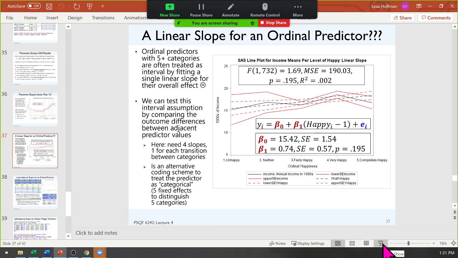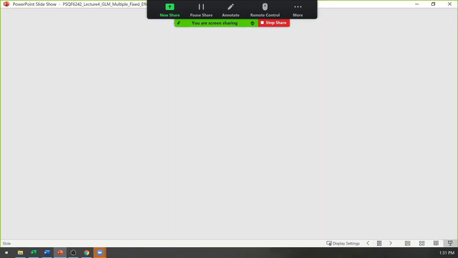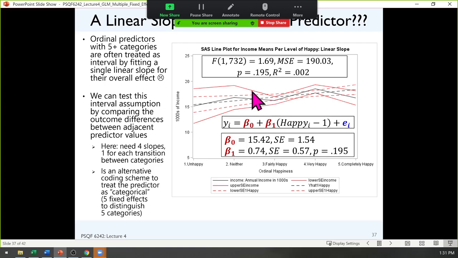So I'm on slide 37 in lecture 4 to show you an example. So I have a variable in the same data set where I'm predicting annual income from how happy someone reports that they are. And here are your choices. 1 is unhappy, 2 is neither, 3 is fairly happy, 4 is very happy, and 5 is completely happy. So are these really numbers? What do you think? I've got numbers on the x-axis, but are these really numbers?